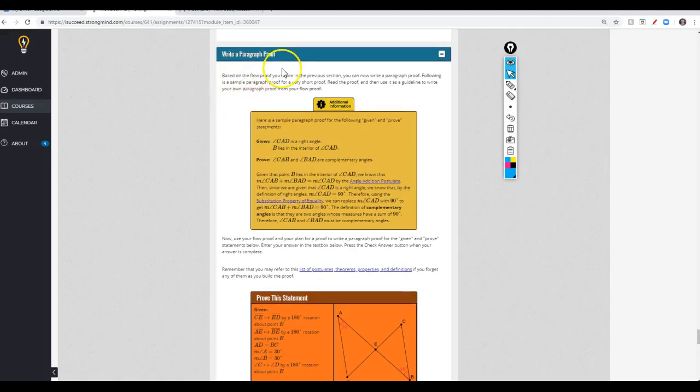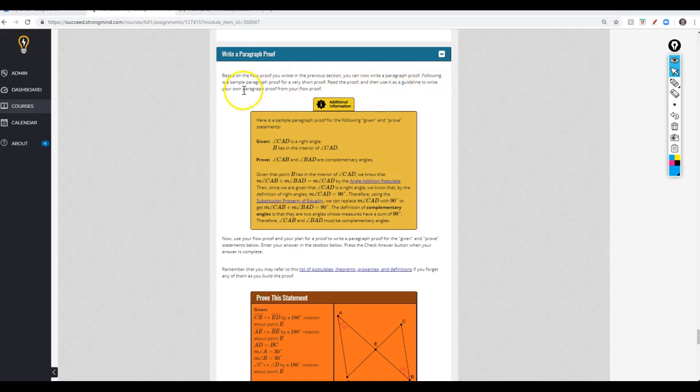Alright, welcome to the write a paragraph proof. Based on the flow proof you wrote in the previous section, you can now write a paragraph proof. Following is a sample of a paragraph proof for a very short proof. Read the proof and then use it as a guideline to write your own paragraph proof from your flow proof.